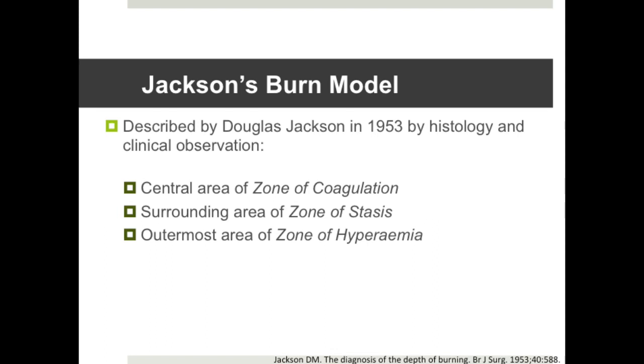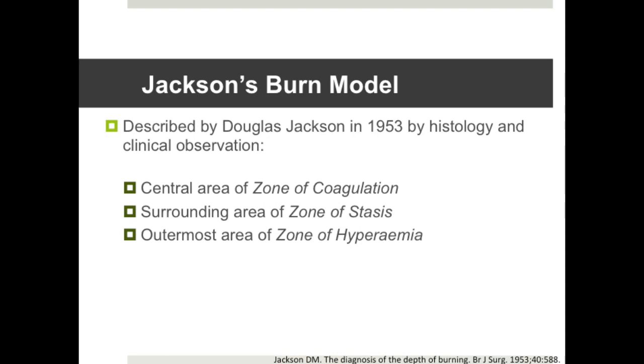You can't really talk about burns without talking about Jackson's model. This was described in 1953 by clinical observation as well as studying the histology of burns. In the study, it was found that there are 3 zones to a burn. The central area is the zone of coagulation, otherwise known as the zone of coagulative necrosis. This is where the tissue is closest to the heat source. In this area, there is rapid cell death.